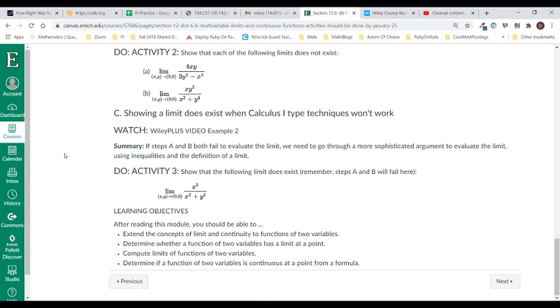That's all we're going to do now. We're now going to start going through the limits and the videos and the activities from the 3 sections.